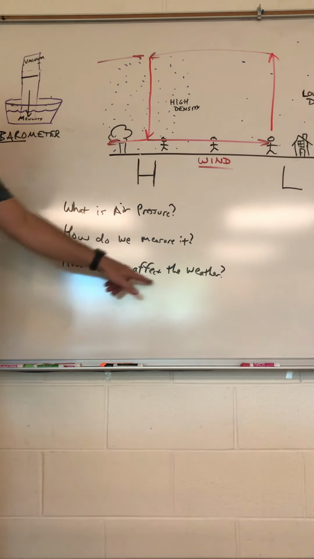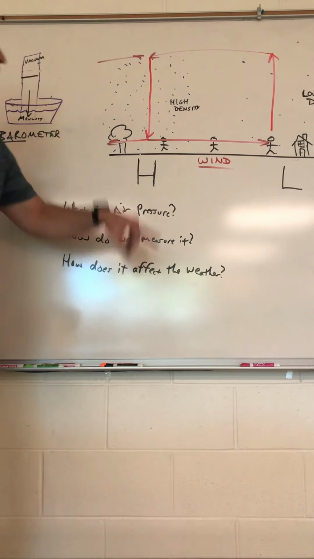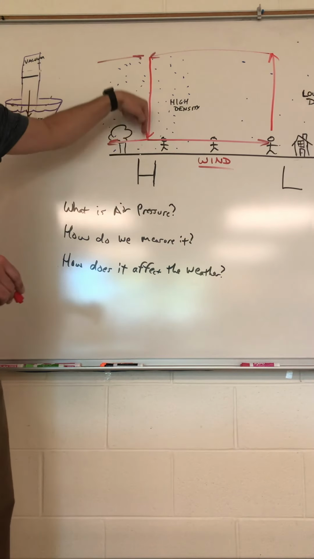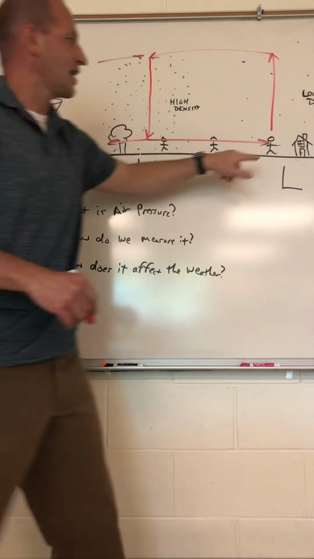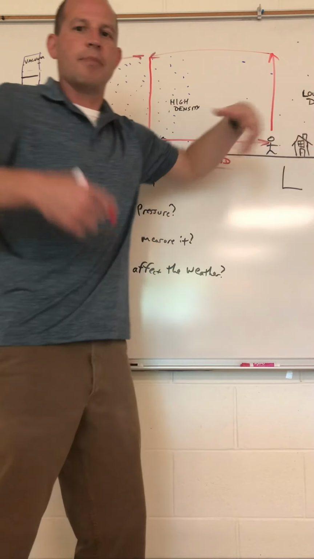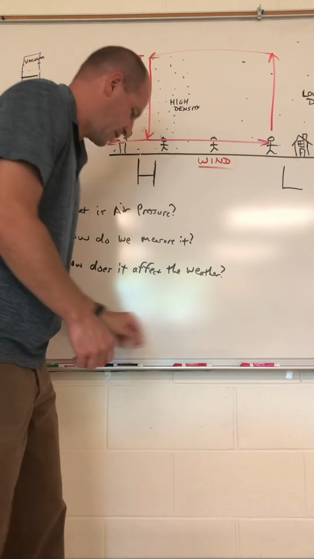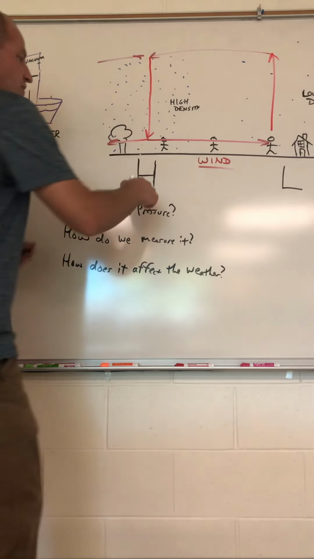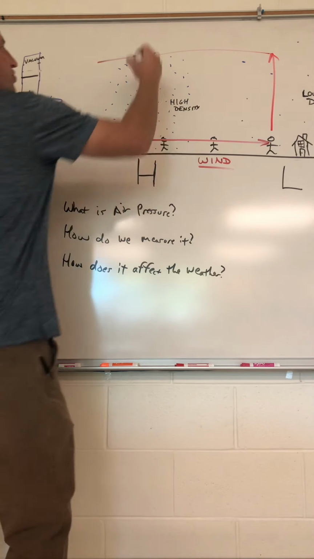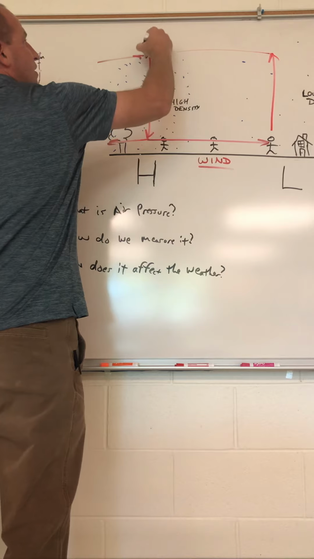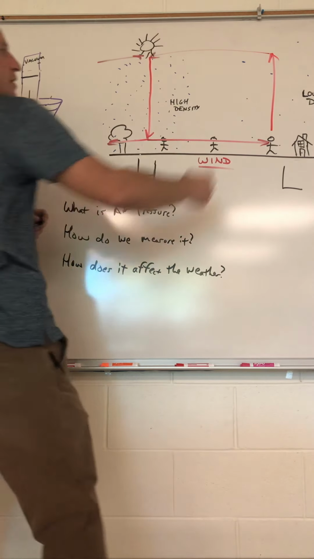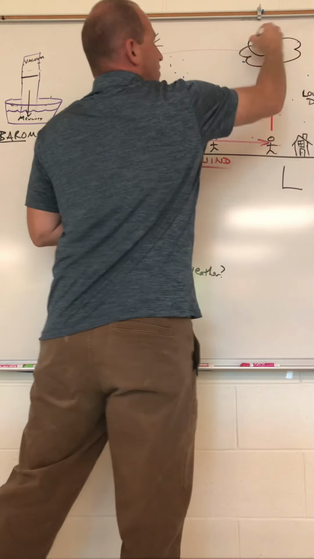So, we still have to go back to how does it affect the weather? I see that in a high pressure center the air is sinking because it's more dense. I can see it's rising because it's less dense, but why would that make it sunny or cloudy? So here's what you need to know. In high pressure areas, it is typically sunny. In low pressure areas, it's typically cloudy.